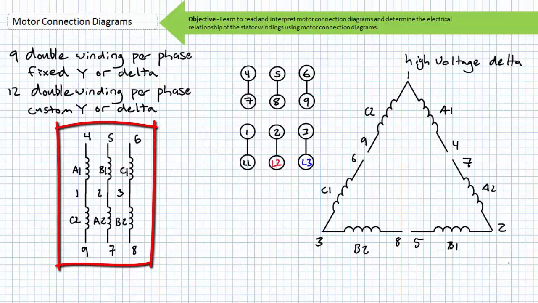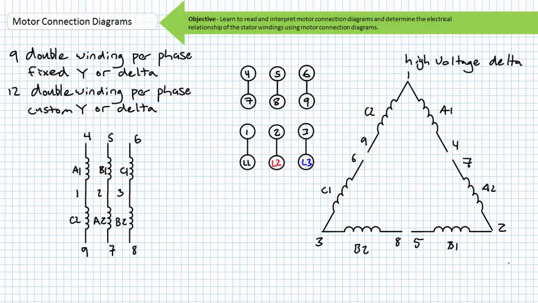Winding A1 has terminals 1 and 4. Winding A2 has terminals 7 and 2. Winding B1 has terminals 2 and 5. Winding B2 has terminals 8 and 3. Winding C1 has terminals 3 and 6. Winding C2 has terminals 9 and 1.